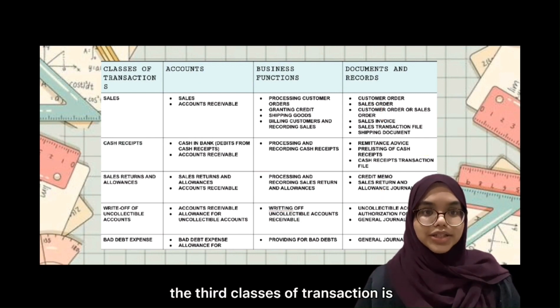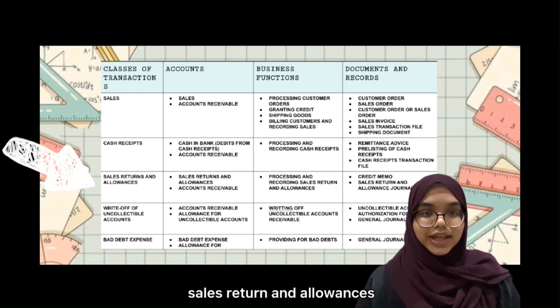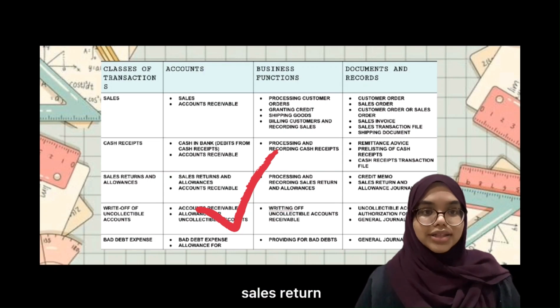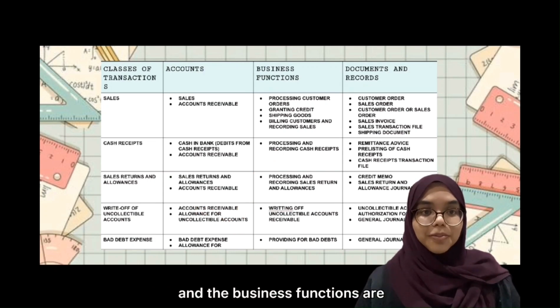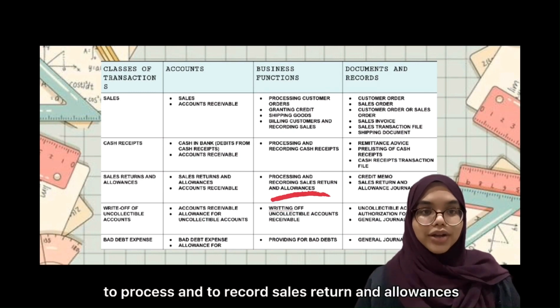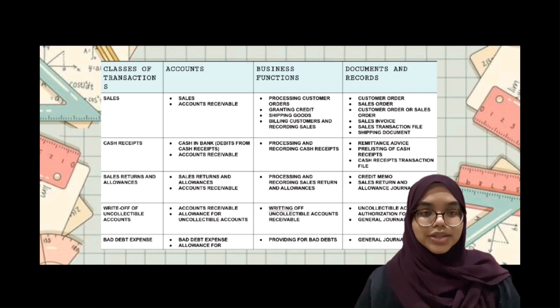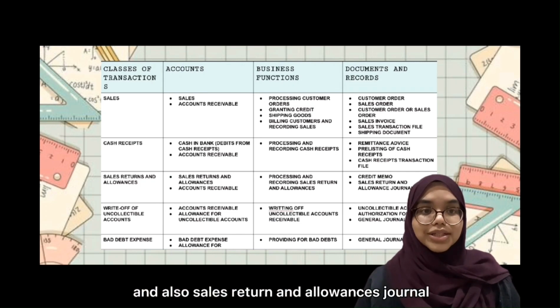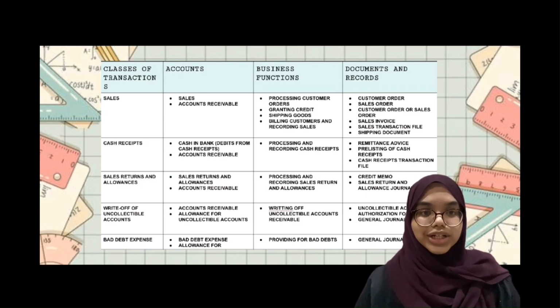The third class of transaction is sales returns and allowances. The accounts available are sales returns and allowances and also accounts receivable. The business functions are to process and to record the sales returns and allowances. The documents and records needed are the credit memo and also the sales returns and allowances journal.